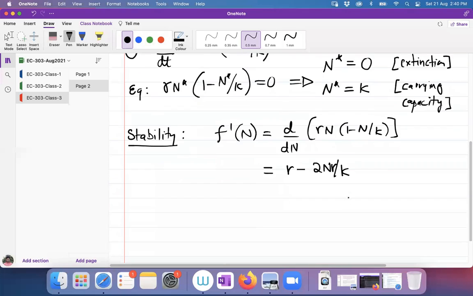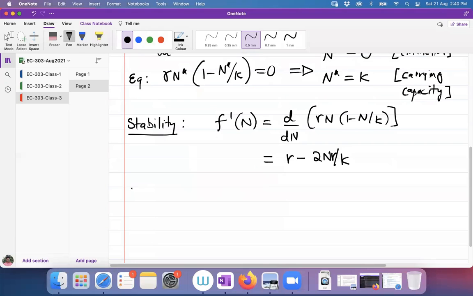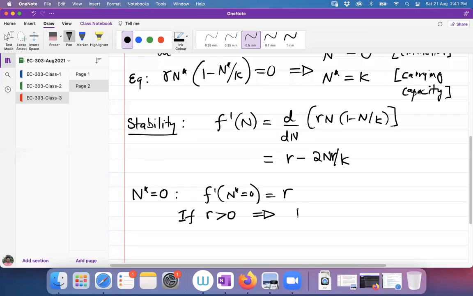That's right. So let's look at the stability for n star is equal to 0. What we will find is that f prime at n star equal to 0 will be R. Okay, now let us assume that intrinsic growth rate is positive. If intrinsic growth rate is positive, what does that mean? This means that n star is equal to 0 is unstable.